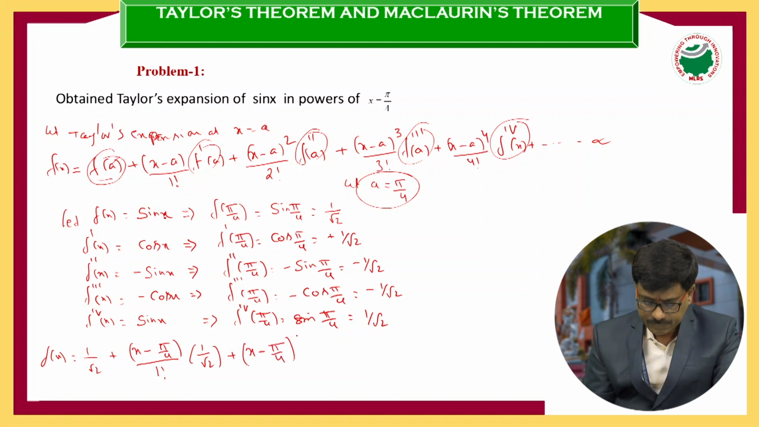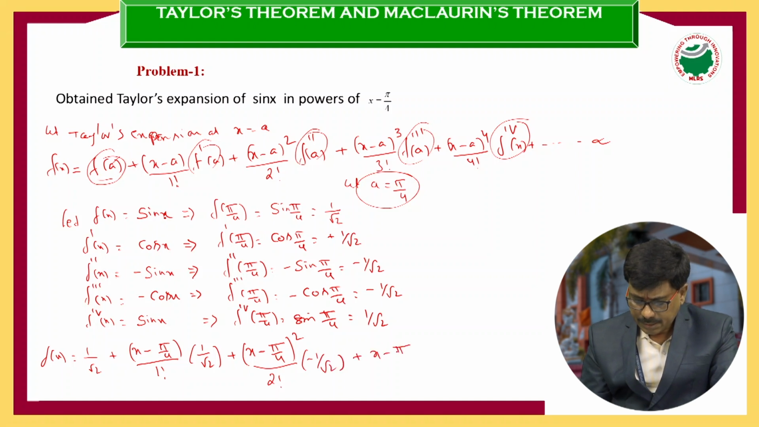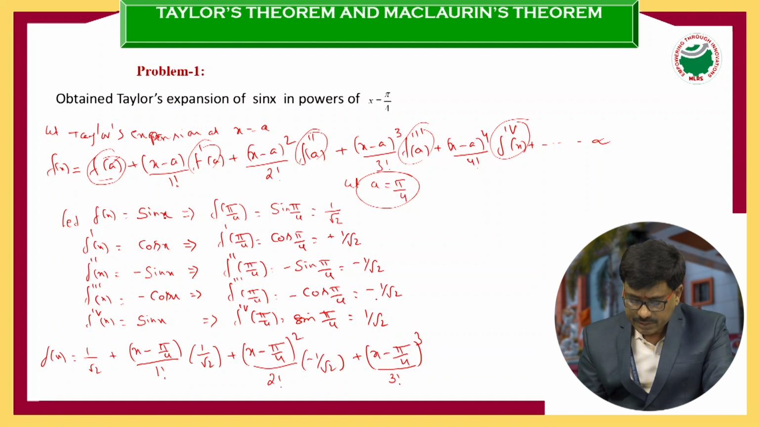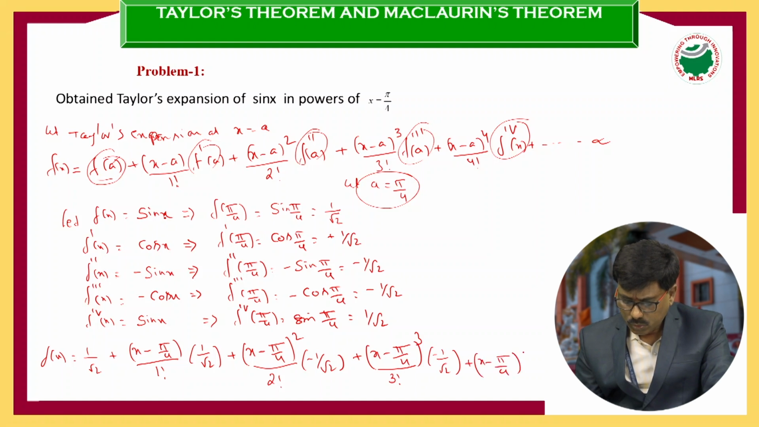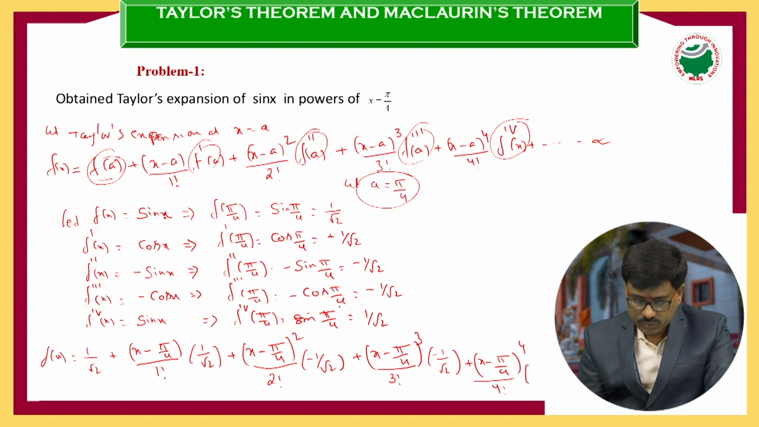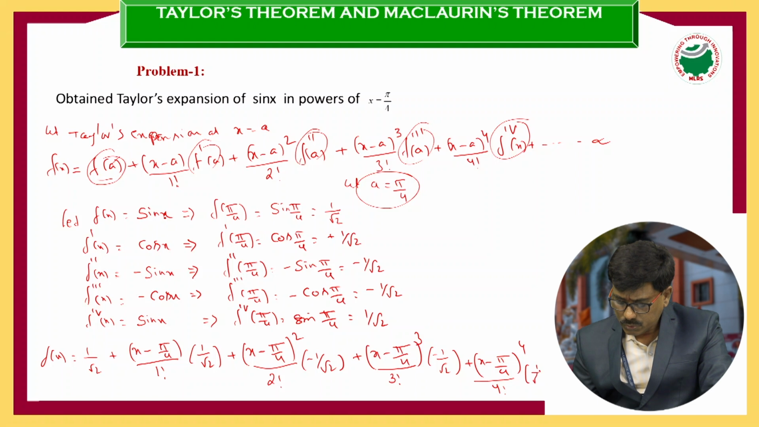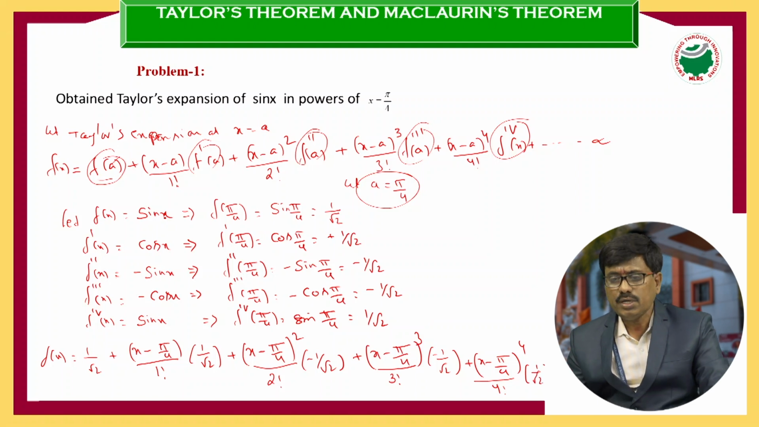Now I am going to substitute: 1 by root 2 plus (x minus pi by 4) whole square by 2 factorial into f double dash of this function, which is minus 1 by root 2, plus (x minus pi by 4) whole cube divided by 3 factorial into f triple dash of this value, which is minus 1 by root 2, plus (x minus pi by 4) whole power 4 by 4 factorial into f fourth derivative of a, which is 1 by root 2, plus so on up to infinity.